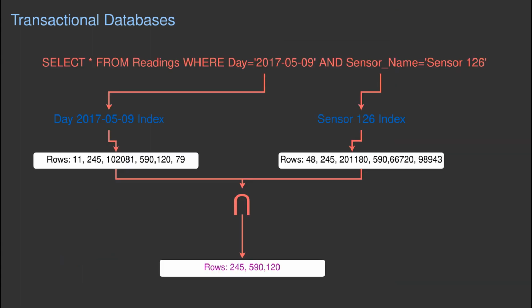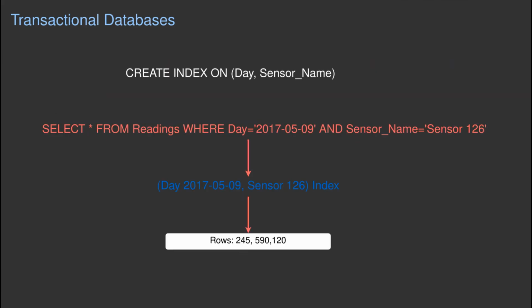The third option would be to index on both day and sensor. This means that when we look up a particular day plus sensor name combination, what actually happens is that the database will get the intersection between the two arrays associated with the respective indices. Lastly, the fourth option would be to create a joint index on day plus sensor name.